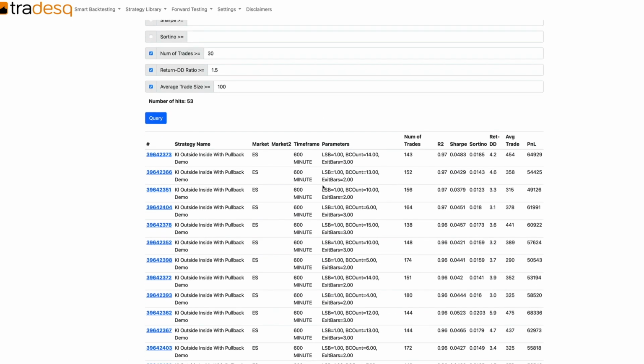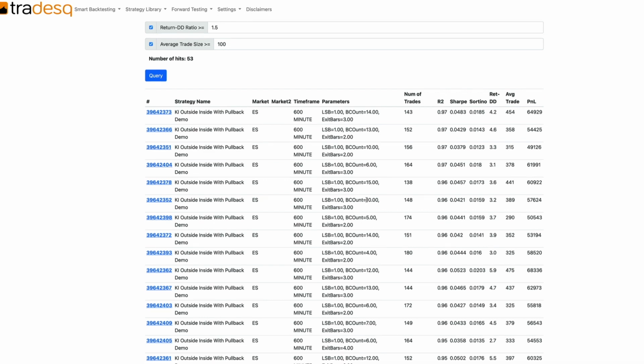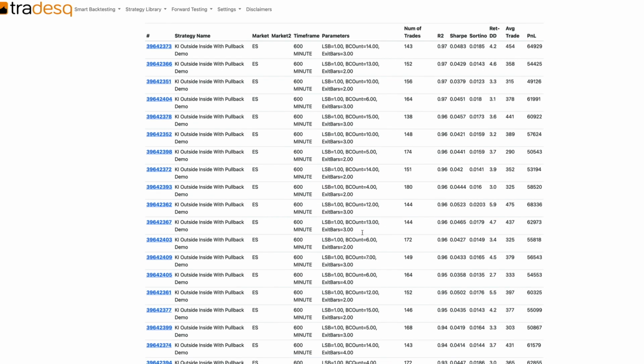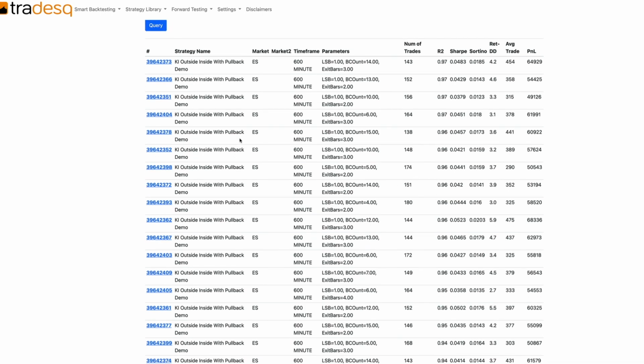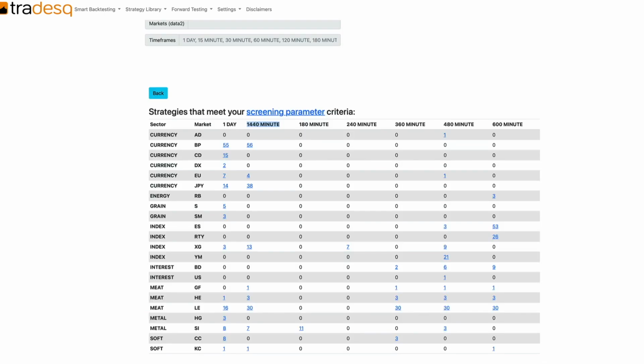Let's go take a look at all the different edges. We can see that the LSBs are all 1, so that means it's long only, but we have a lot of different parameters for the bar count and exit count that produce positive results with an R2 well above 90. So let's just grab one here. Not bad, right? So this tells me that this is a great starting point for a strategy for the ES market on a 600-minute time frame. Pretty cool, right? So let's go back out here.